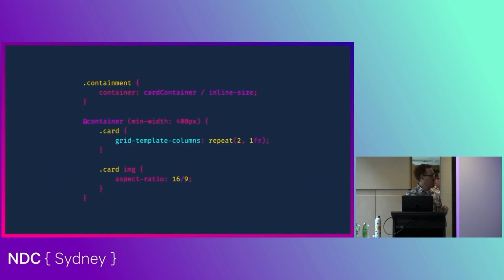So what does the code look like? Here we have our containment thing. We add container on there and we have a container query. This tells the browser that we're going to be querying this for size information. We can't just query any container. We need to opt into this. And I believe that's to do with performance and things like that.